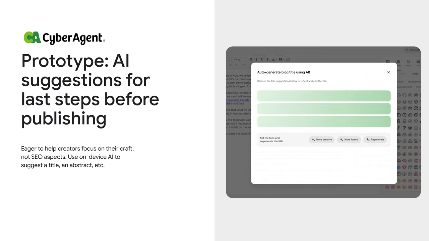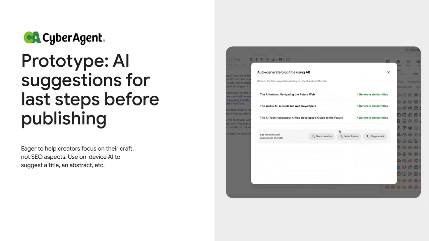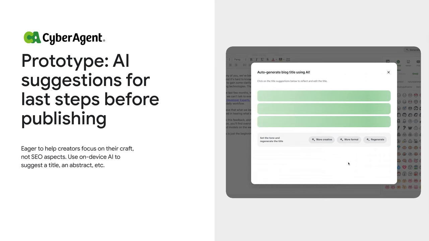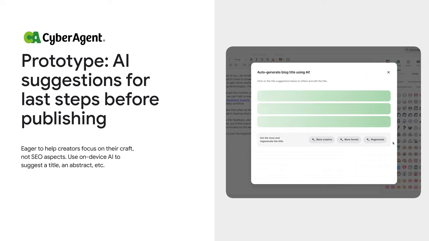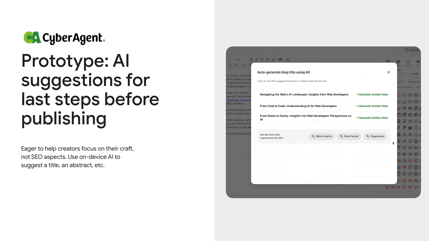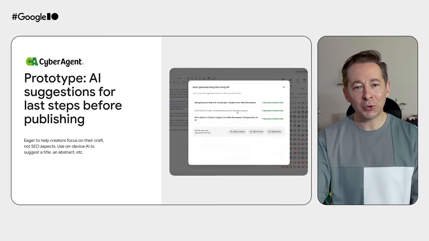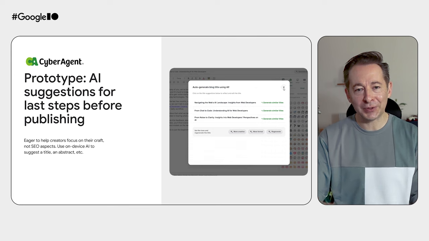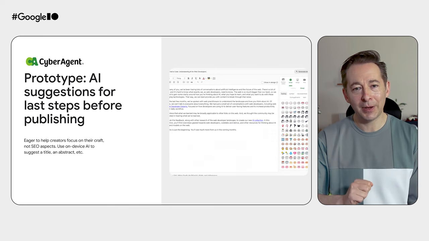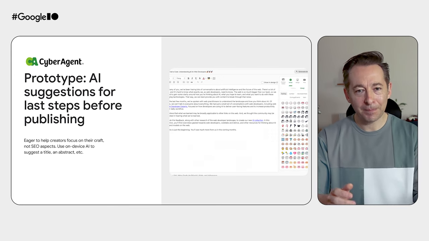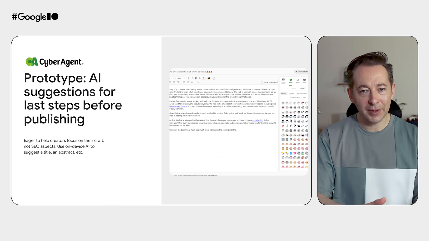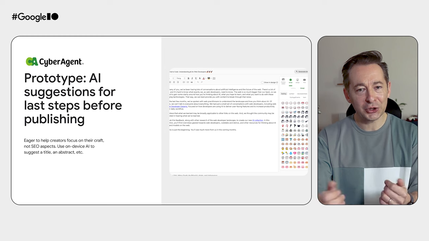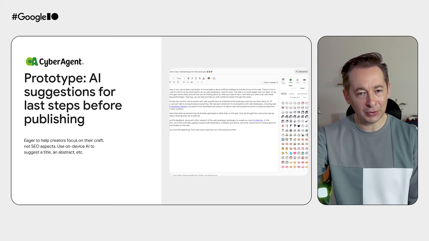For instance, CyberAgent, a leading internet company in Japan, is one of the partners who has shared their excitement. They would like to use on-device AI to help creators with suggestions for the final steps before hitting the publish button. This could be suggestions for a title with different styles, like in this prototype, or an abstract for the article. It's also important for CyberAgent that this is done on-device, because the content isn't yet published, and so it shouldn't be sent to another server.